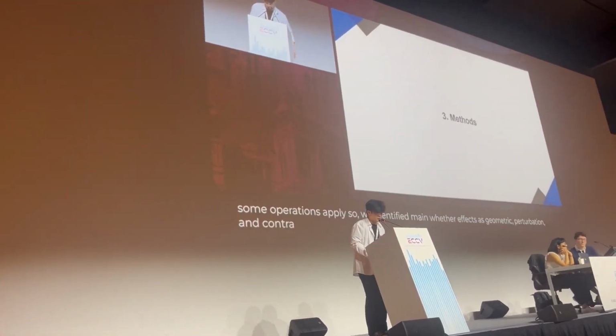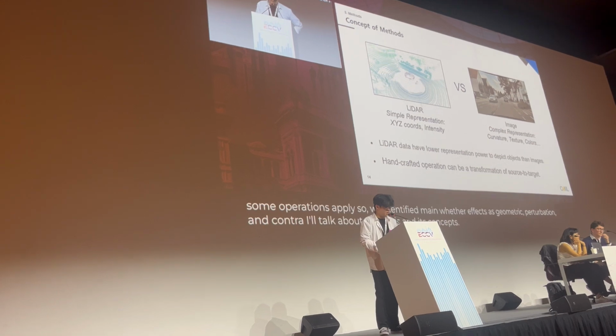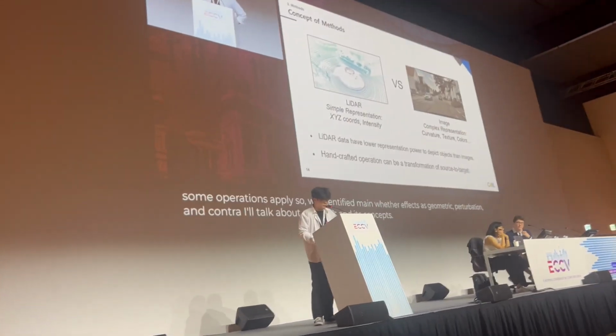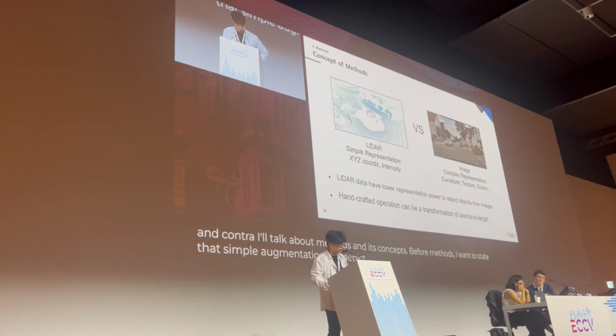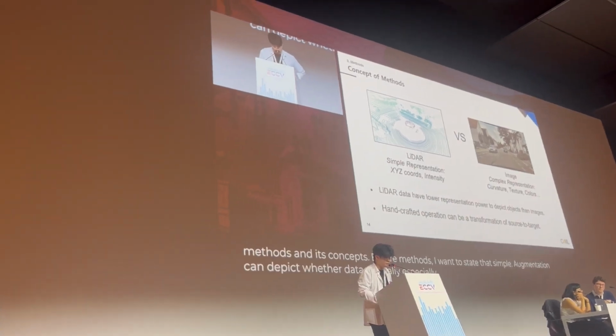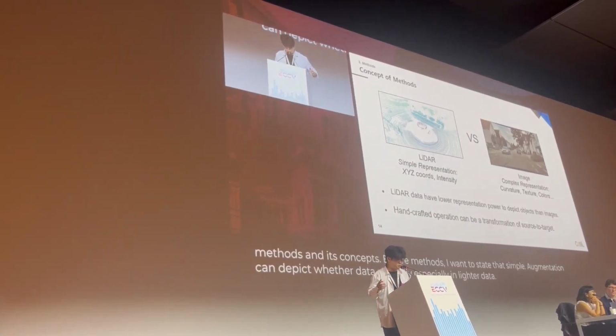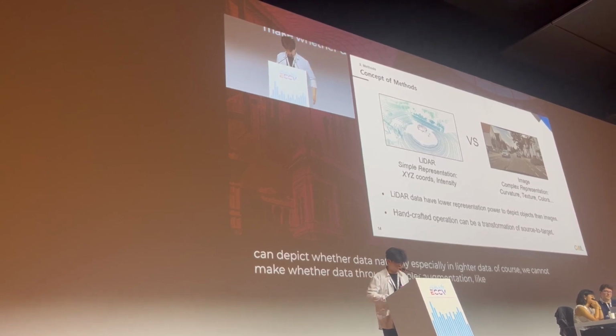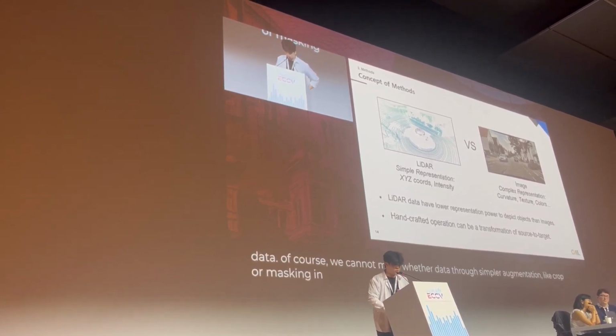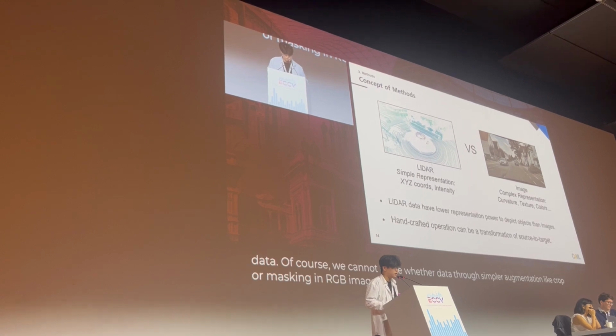I'll talk about the methods and their concepts. Before the methods, I want to state that simple augmentation can depict weather data naturally, especially in LiDAR data. Of course, we cannot mimic weather data through simple augmentation like crop or masking in RGB images, but we can do it in LiDAR data.